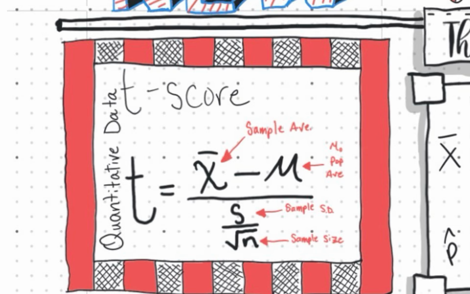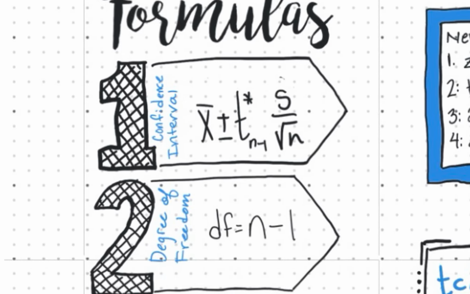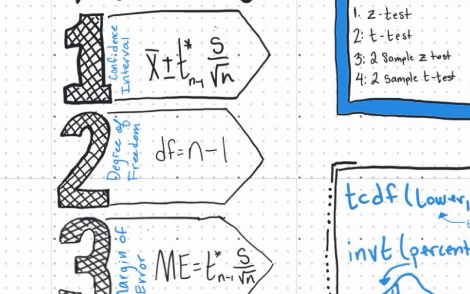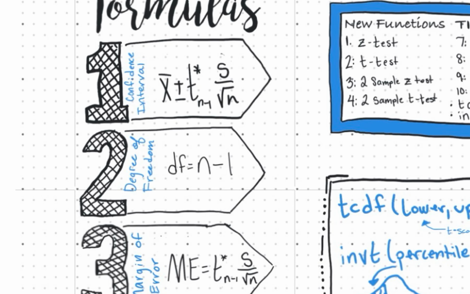A couple of other formulas that we're going to get into. Okay, here you have a few of our new formulas. This is your confidence interval formula. X bar plus or minus t star times s over the square root of n. I'll explain that in a minute. That's called degree of freedom. That's the next formula.